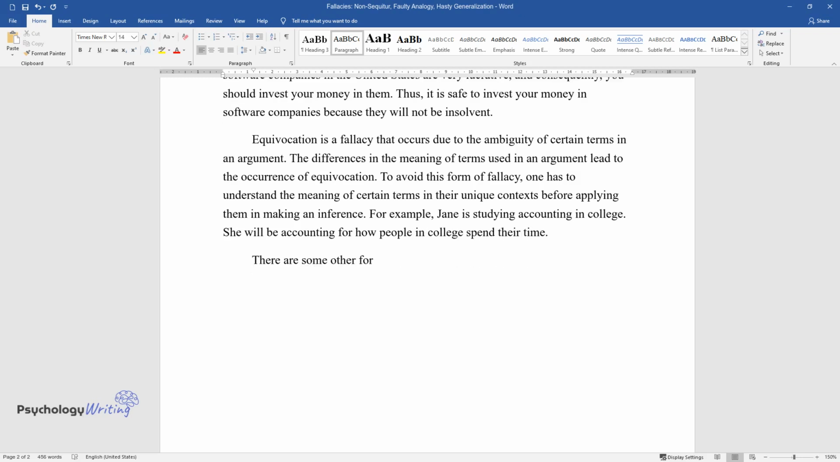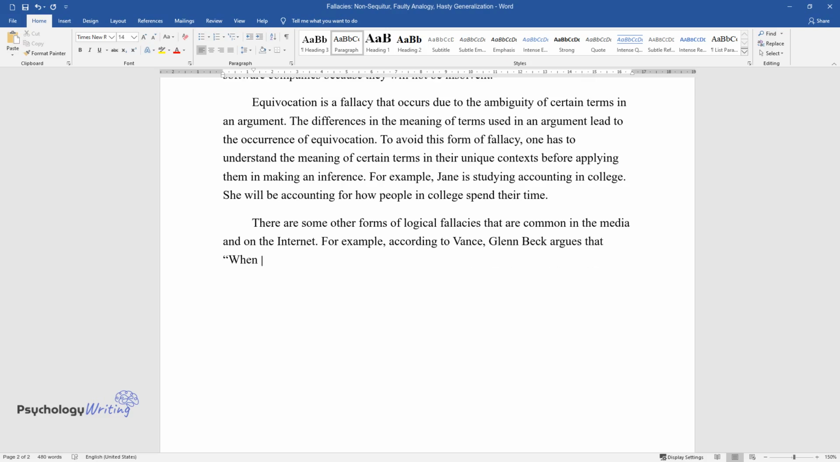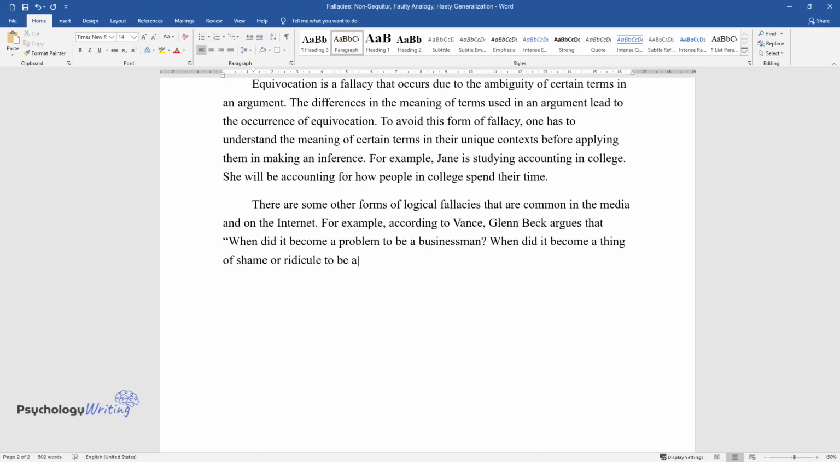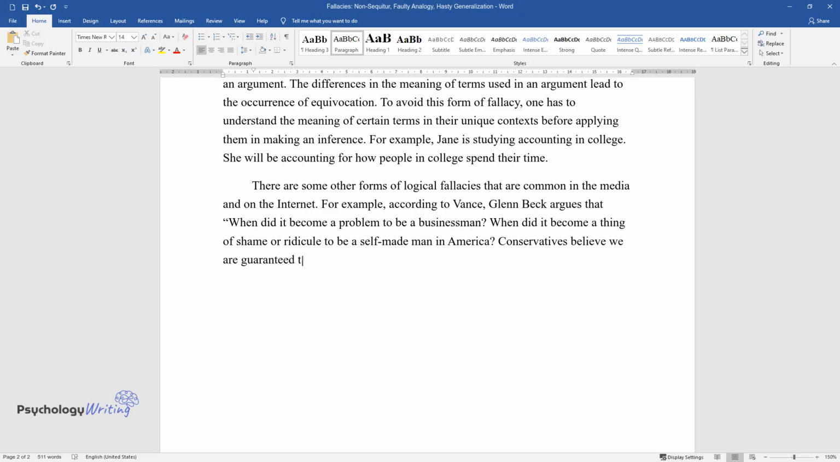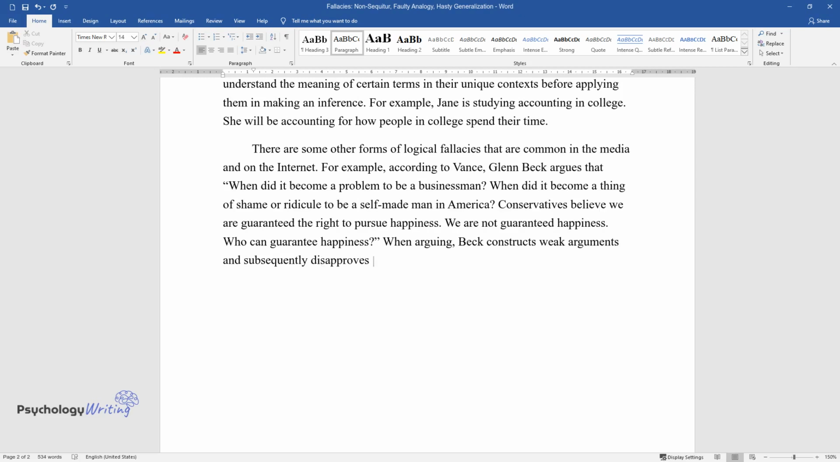There are some other forms of logical fallacies that are common in the media and on the internet. For example, according to Vance, Glenn Beck argues that when did it become a problem to be a businessman? When did it become a thing of shame or ridicule to be a self-made man in America? Conservatives believe we are guaranteed the right to pursue happiness. We are not guaranteed happiness. Who can guarantee happiness? When arguing, Beck constructs weak arguments and subsequently disapproves of them.